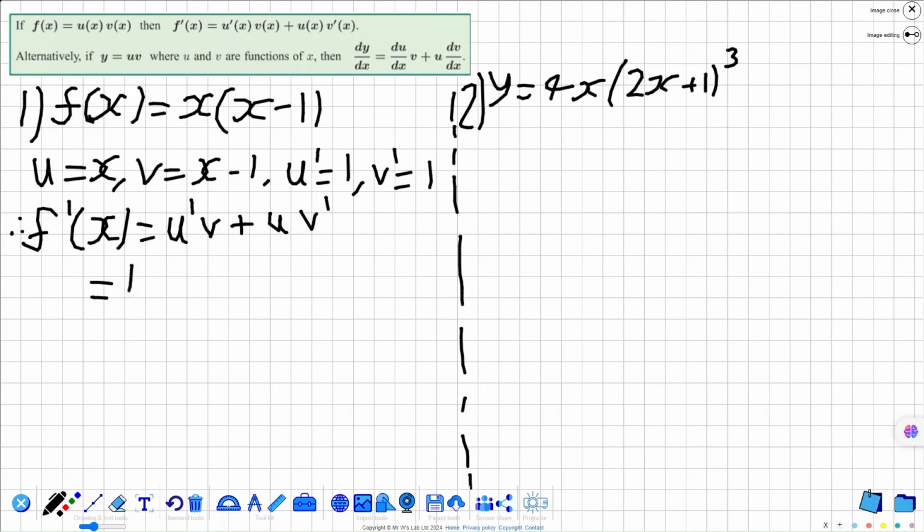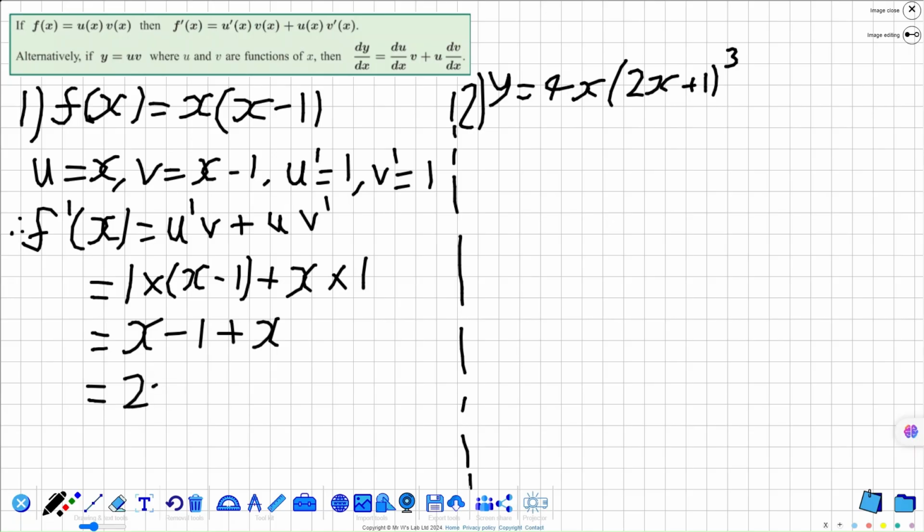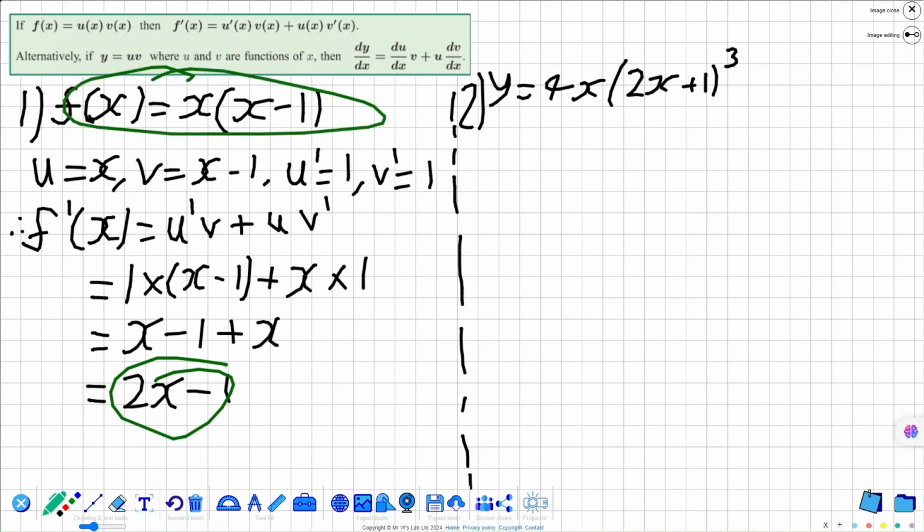So it'll be v dash, we've got 1 times by, oh sorry, it was u dash, and now we've got v times by, and I'll do it in brackets, x minus 1, so it's clear, plus normal u, so that's x multiplied by v dash, which is times by 1. And then we can simplify this, and that simply equals x minus 1 plus x, which equals 2x minus 1. So therefore, this equation here is the derivative of that. Pretty simple.